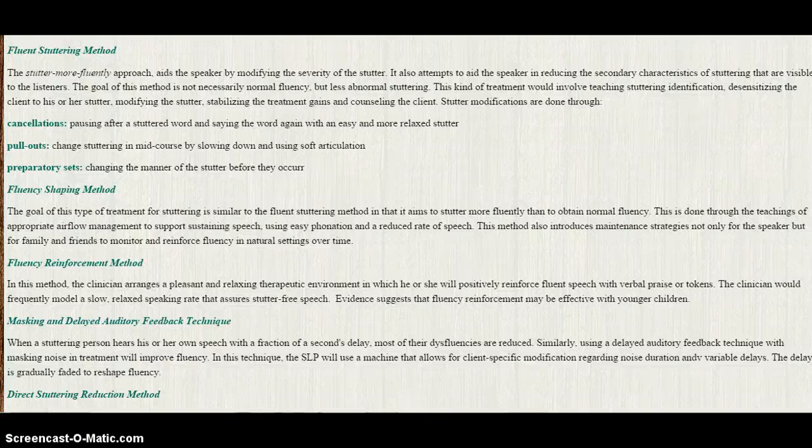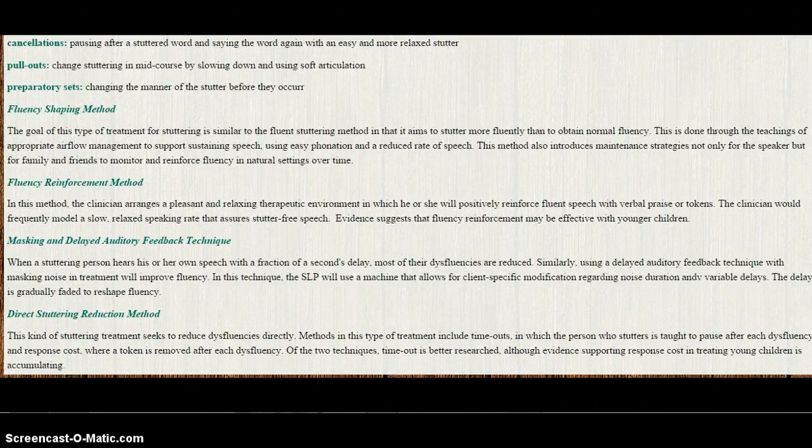Then there's fluency shaping. The goal of this type of treatment is similar to the fluent stuttering method in that it aims to stutter more fluently rather than to obtain normal fluency, and this is done through the teachings of appropriate airflow management to support sustaining speech, using easy phonation, being very gentle, and a reduced rate of speech. This method also introduces maintenance strategies not only for the speaker but for family and friends to monitor and reinforce fluency in natural settings and over time.